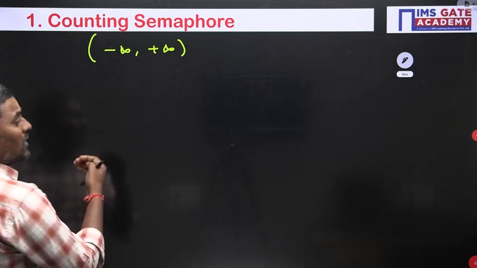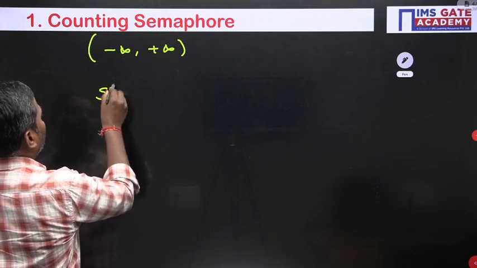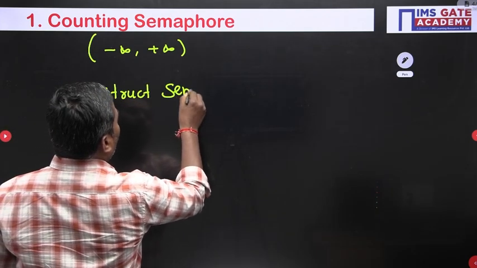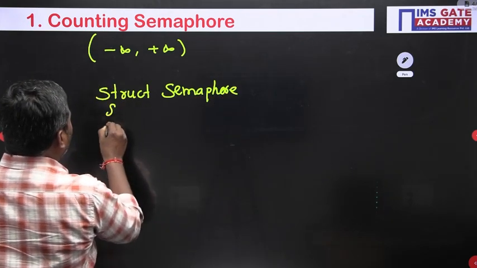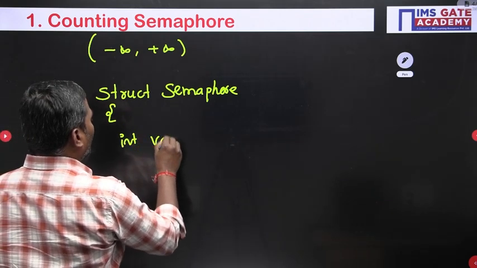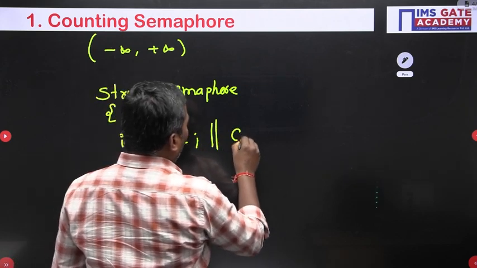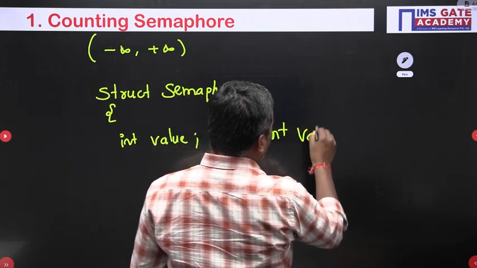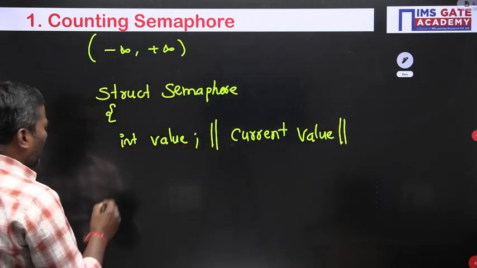Now let's see its implementation. I'll be using a structure, struct semaphore, and this structure's members are, one is value, int value. This defines the current value of the semaphore. Followed by another member.